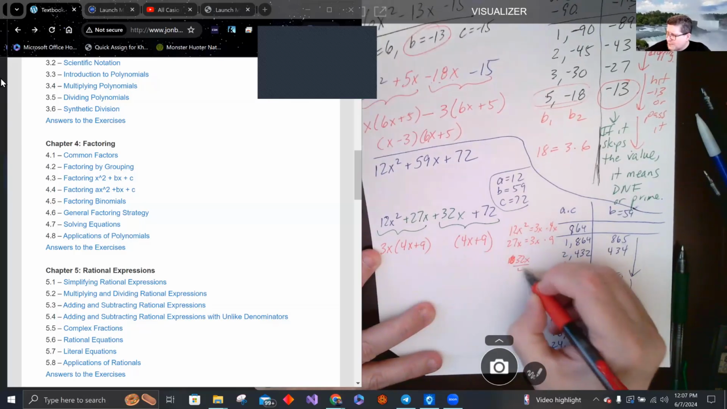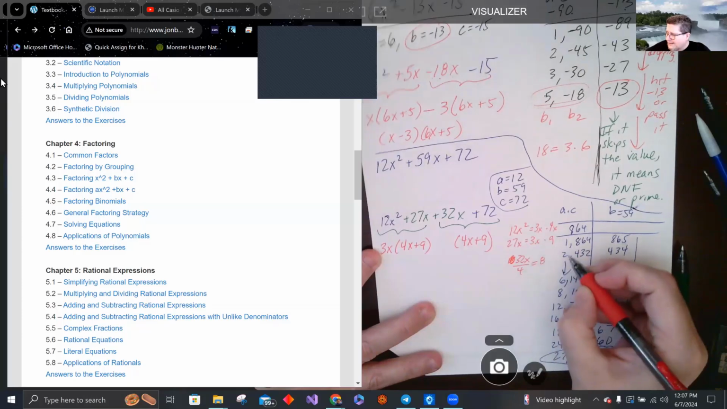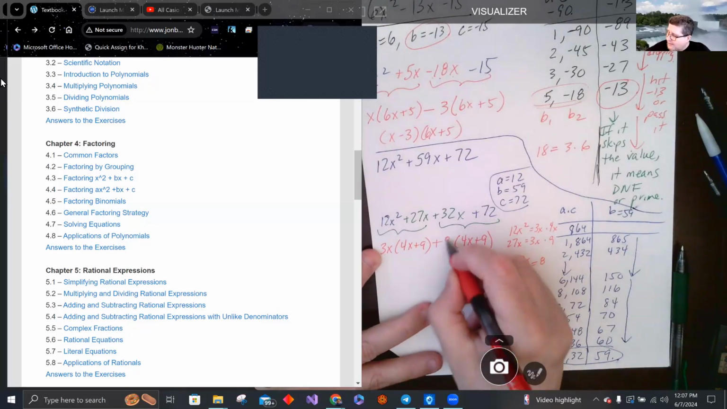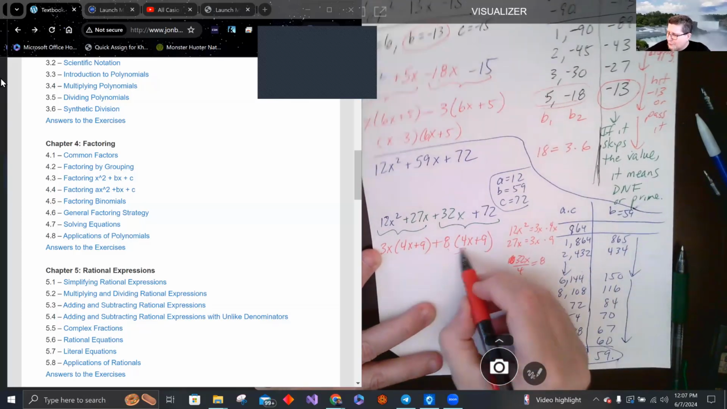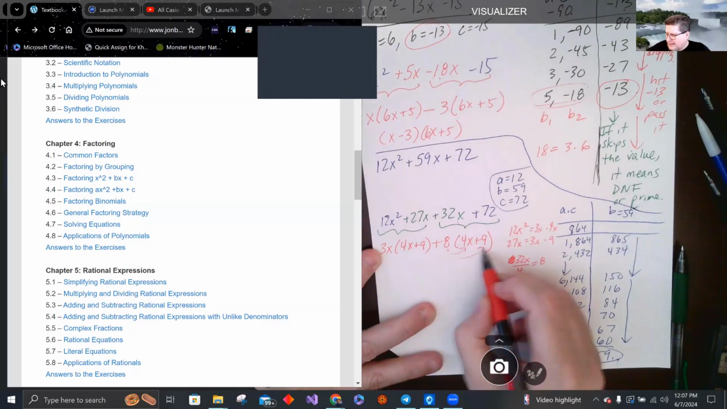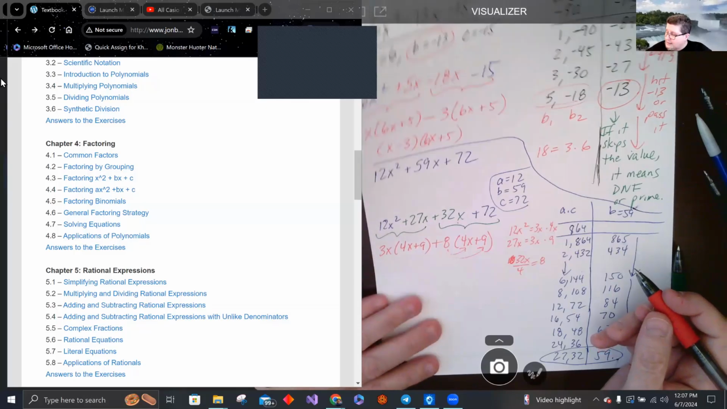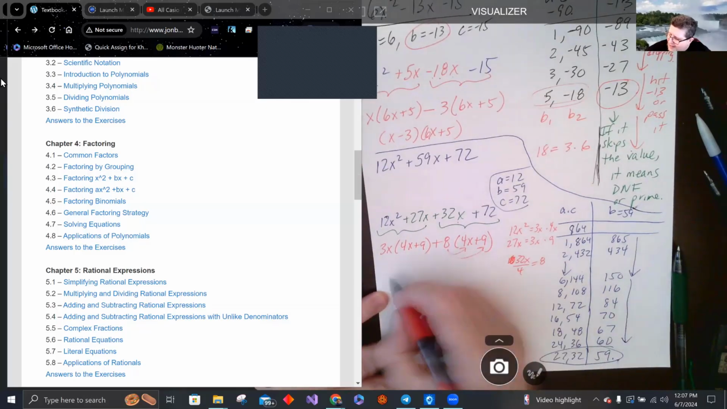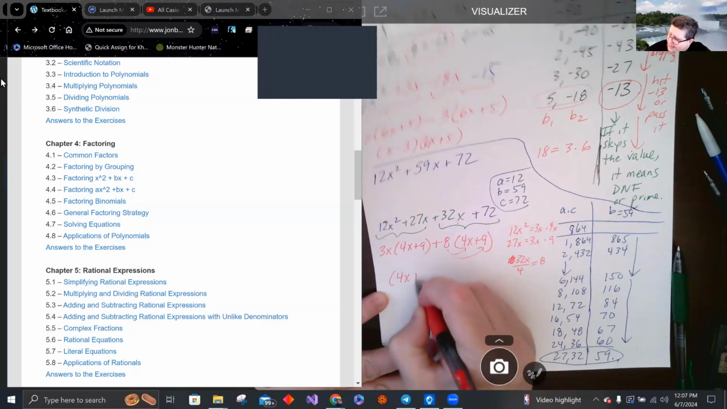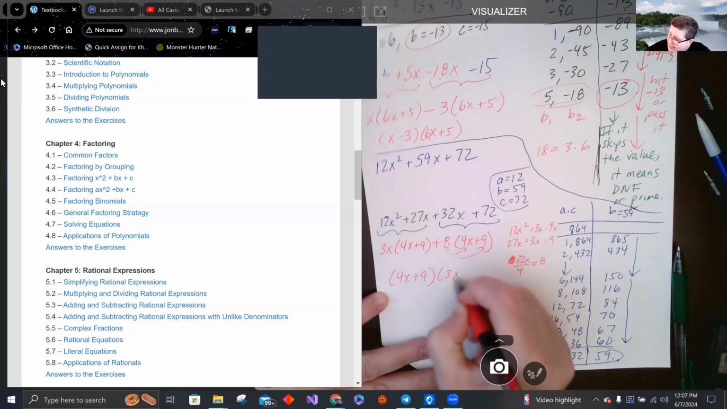If I divide 32x by 4, I get 8. I'll put an 8 out front. 8 times 4 is 32x. 8 times 9 is 72. I found my pairing. This factors into 4x plus 9 and 3x plus 8.